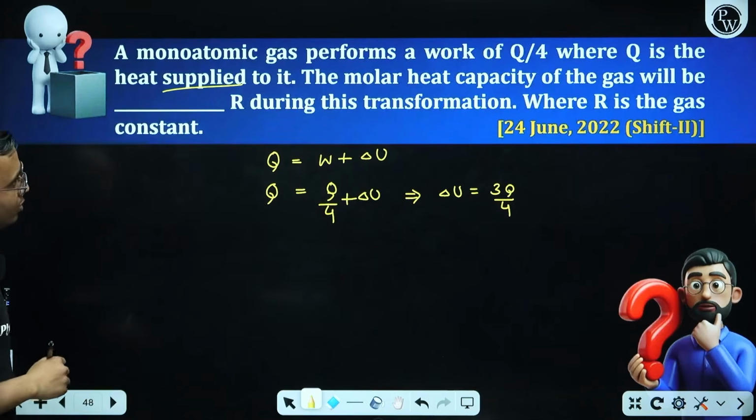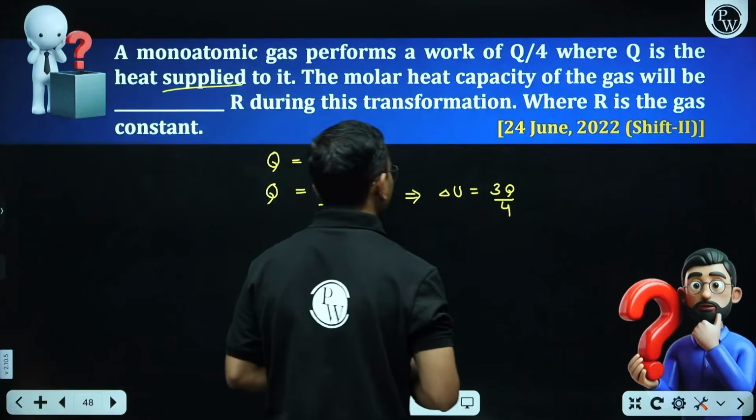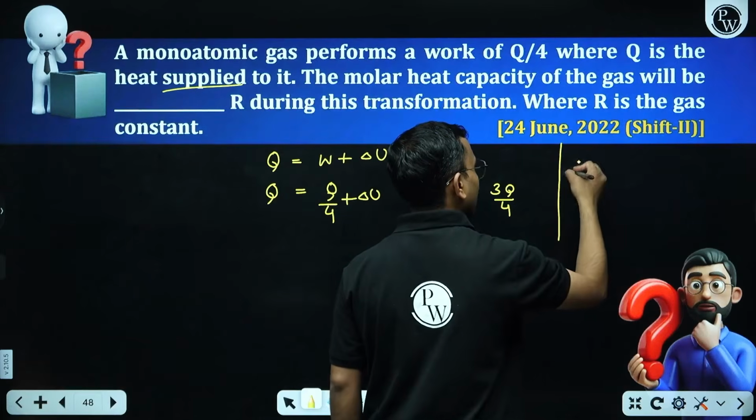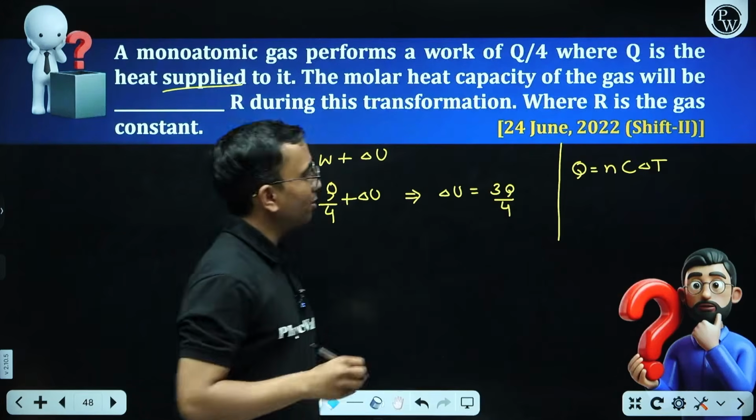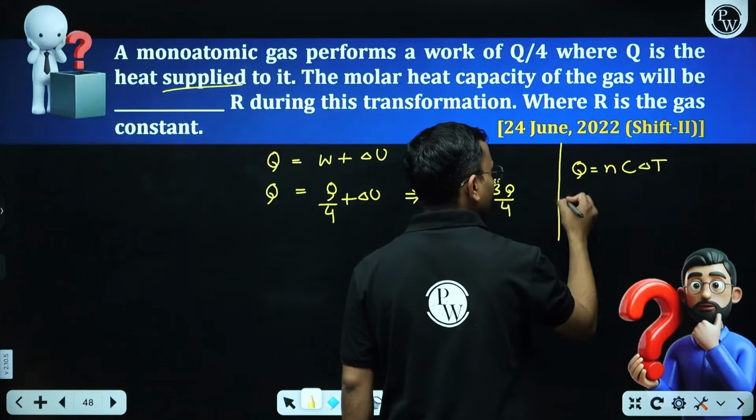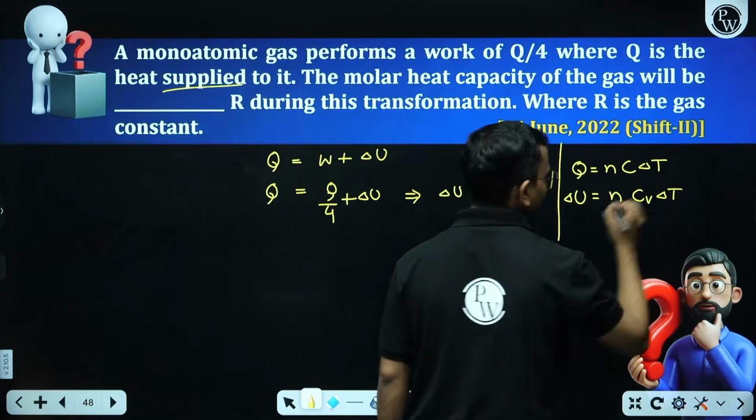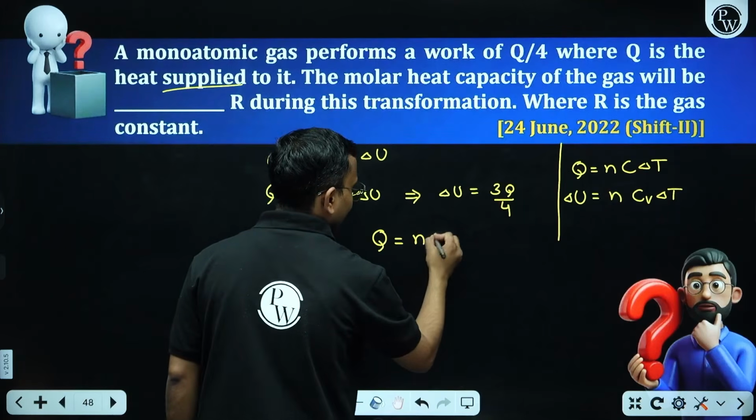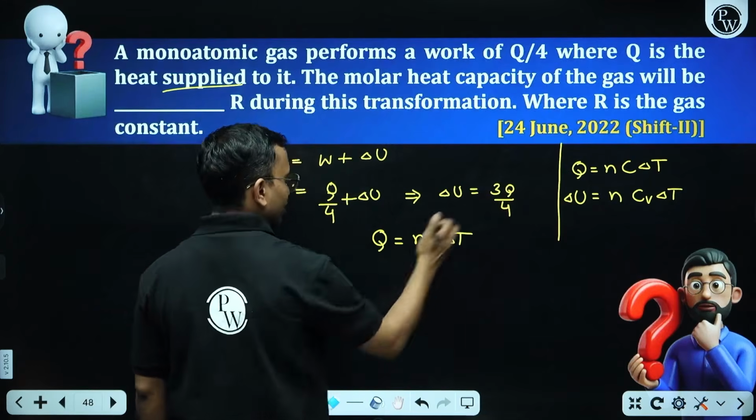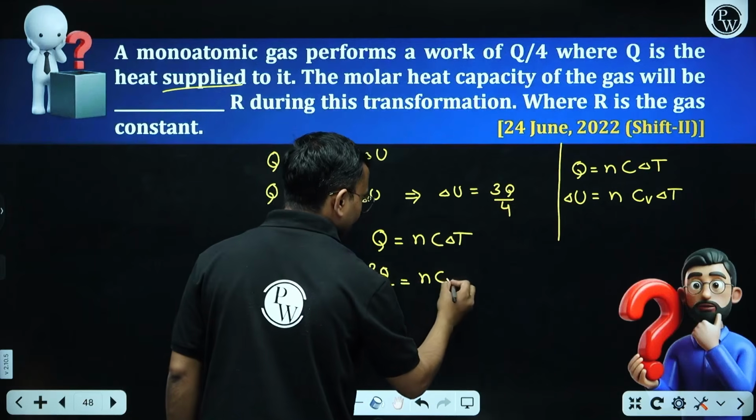Delta U is 3Q by 4. Okay, the molar heat capacity of the gas will be... Now, molar heat capacity, how to find? Write Q as nCΔT, where C is my molar heat capacity, and I know that my ΔU is equal to nCvΔT. So Q is nCΔT and ΔU, which is 3Q by 4, is nCvΔT.